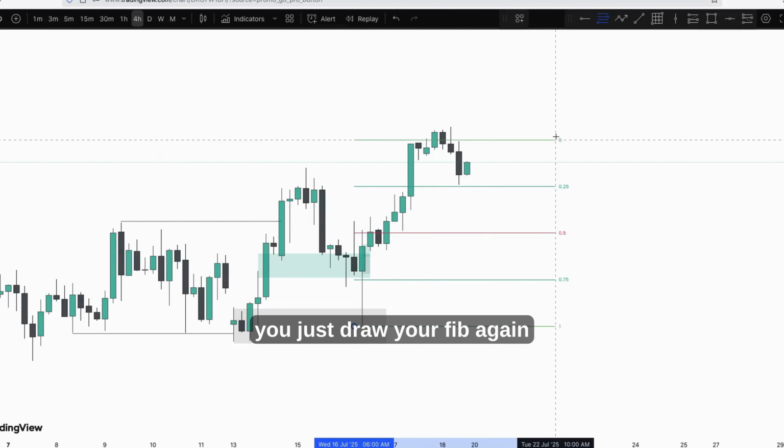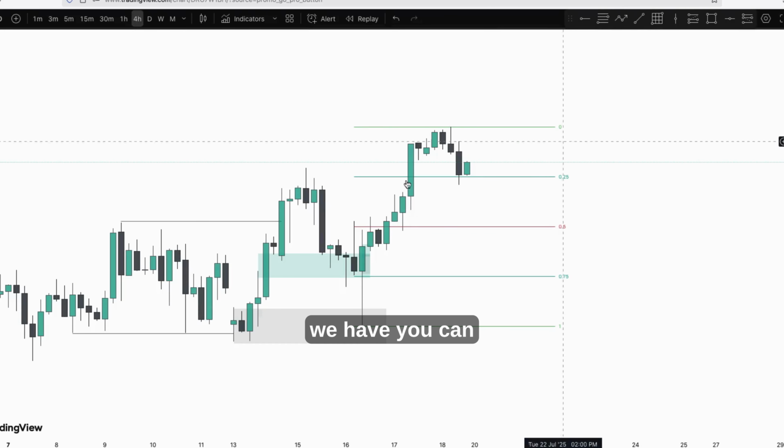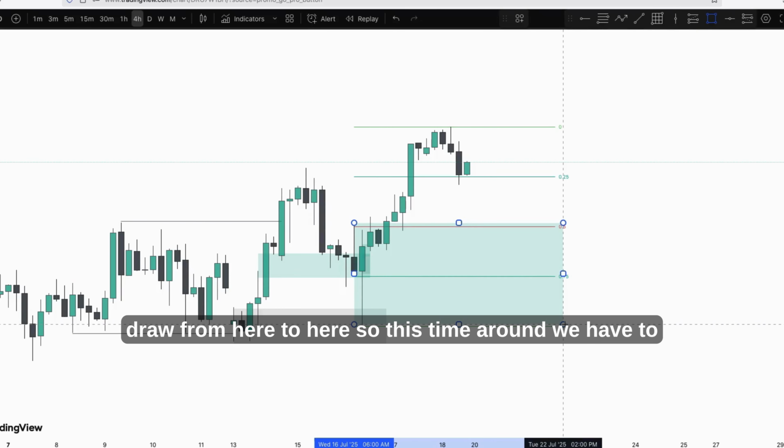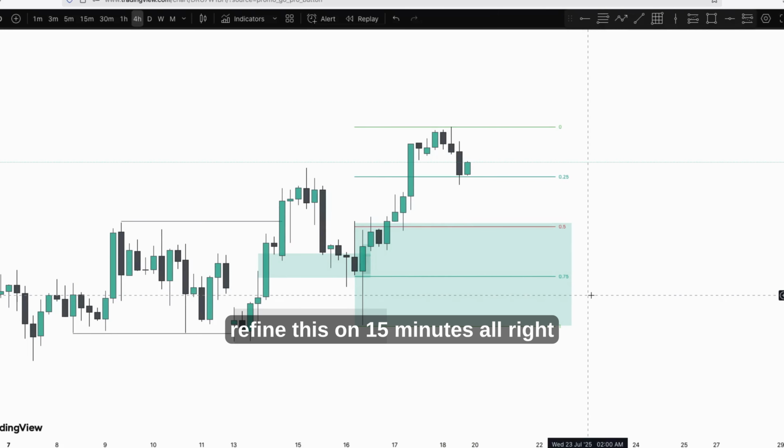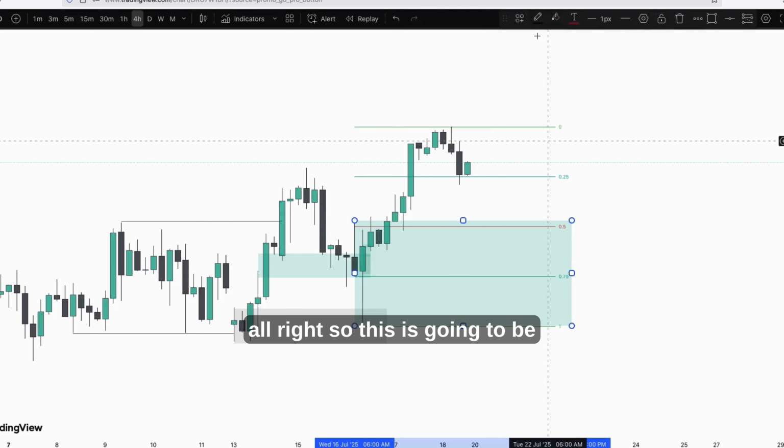You just draw your fib again. Boom. Guess what? What's below 50%? Again, we can draw from here to here. So this time around, we have to refine this on 15 minutes. We refine it on 15 minutes, then we'll go with the 15-minute order flow. We trade back to the highs.